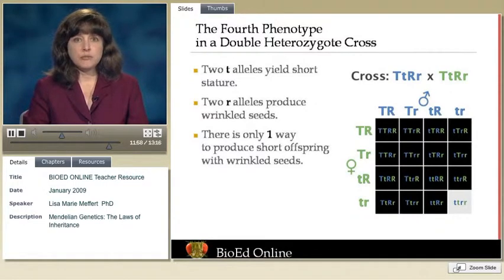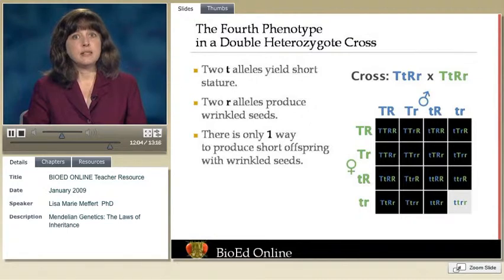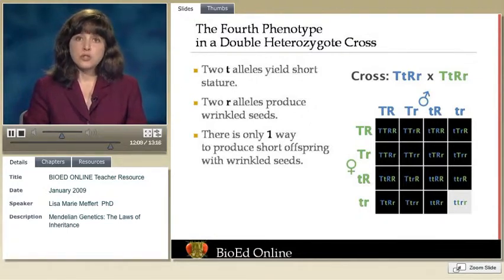Then finally, what do we have left? Short individuals with wrinkled seeds. Remember that you have to have 2 small T's because the big T, the tallness, is dominant to the little t for shortness, and then you also have to have 2 little R's for wrinkled seeds because one big R makes you round seeded. So you note that there's only one way for this combination of sperm and egg to get 2 small T's, 2 little R's. That means you're short with wrinkled seeds.